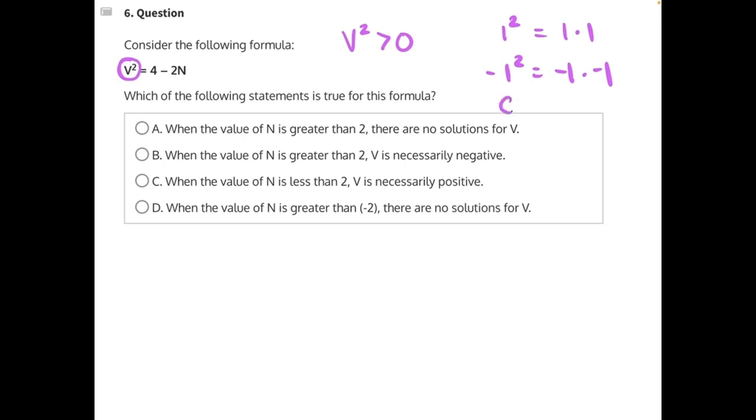You could square 0, and that would just give you 0 times 0, which is also 0. So you only get 0 and positive results when you're squaring a number. There's no way to get a negative result. So that is why v squared has to be greater than 0.